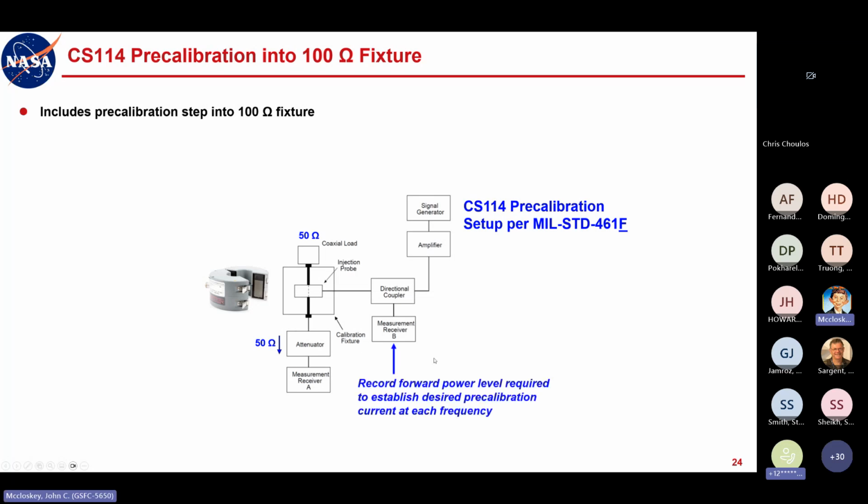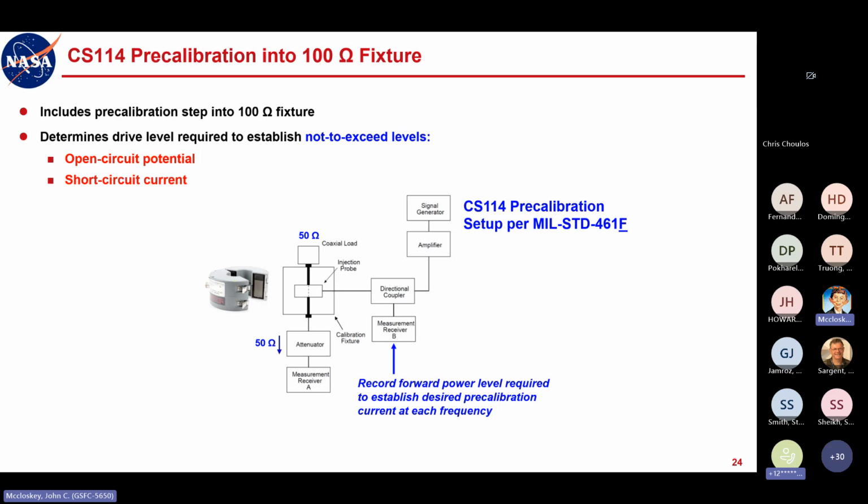And so the entire point of the pre-calibration step is that you're recording the forward power level required to establish the desired pre-calibration current at each frequency. And then that determines the drive level required to establish not-to-exceed levels, which is an open circuit potential and a short circuit current. Those are what I would call universal truths for any signal injection technique. You want to establish your maximum open circuit potential. What's the maximum potential you can drive into a high impedance?